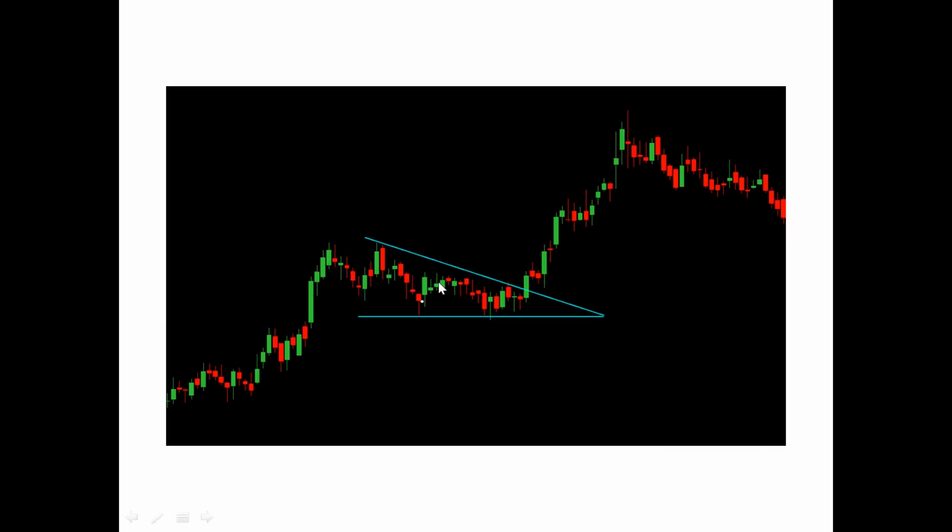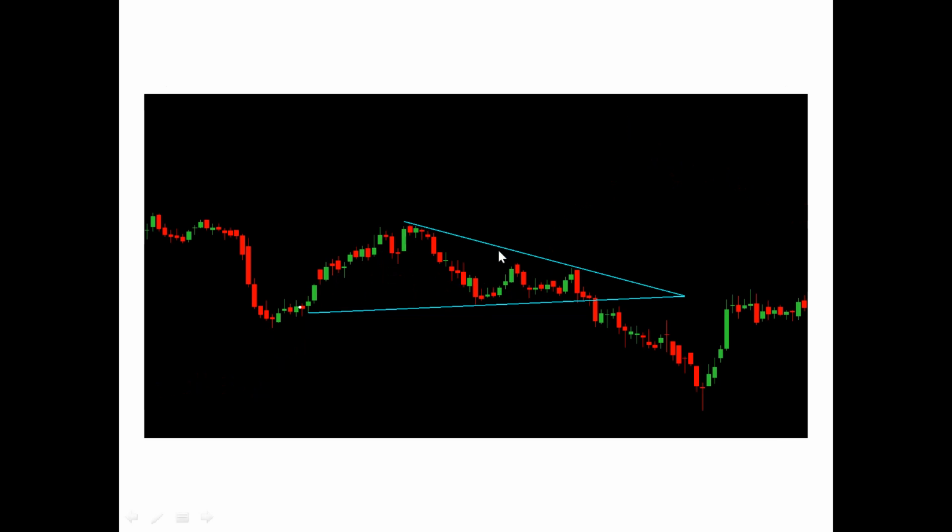Now this is the descending triangle. You see the lows, there are equal lows, but the highs are lower high, then we have lower high, right? Now here the price is breaking above, and almost all the targets are achieved, and the price has gone up very high, right? So if we would have bought here, then we would have got a huge move on the upside.